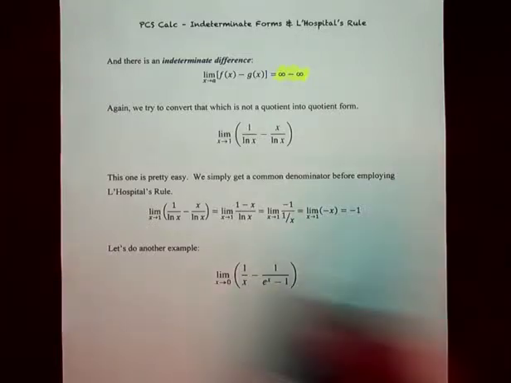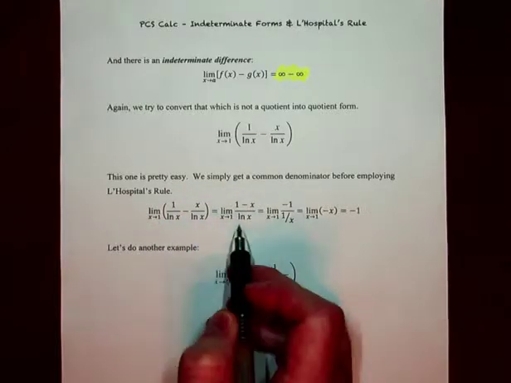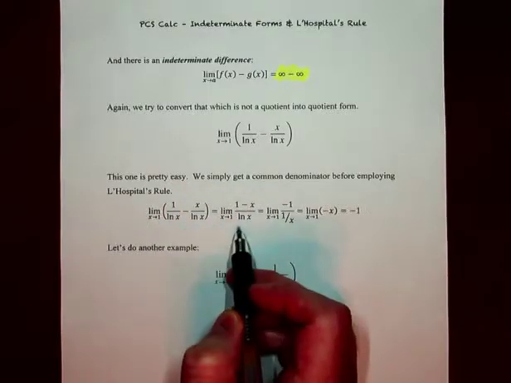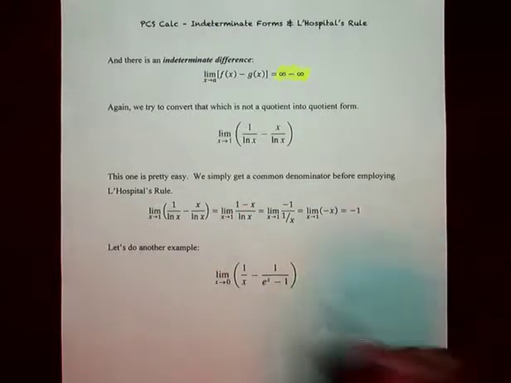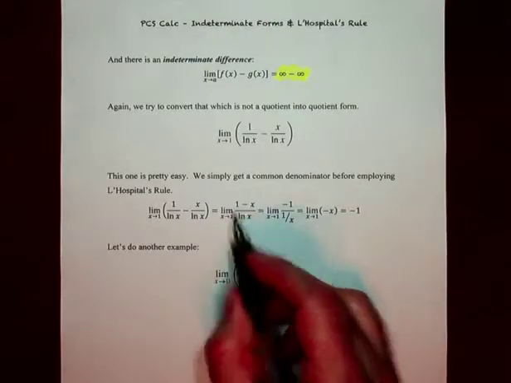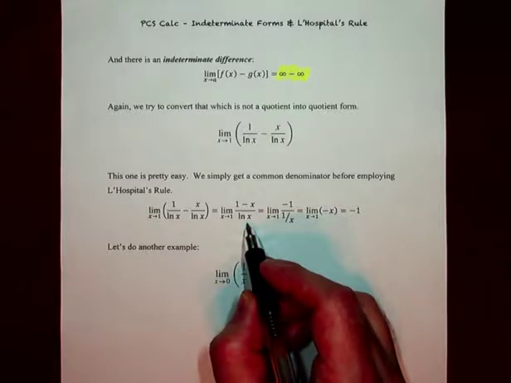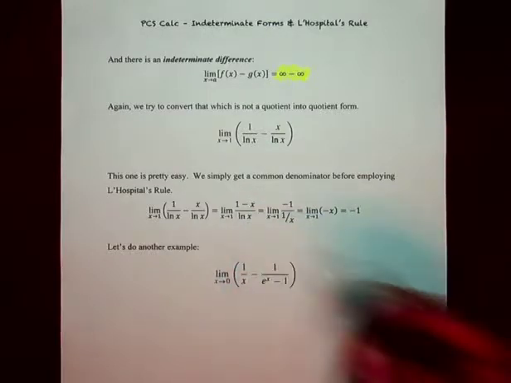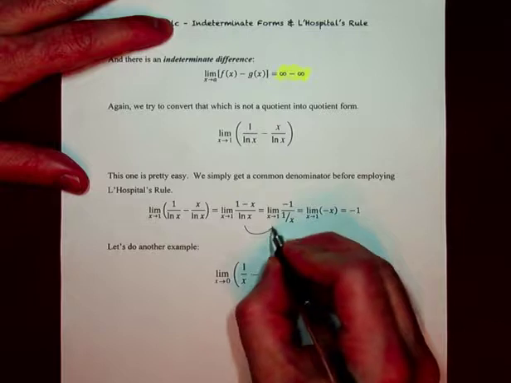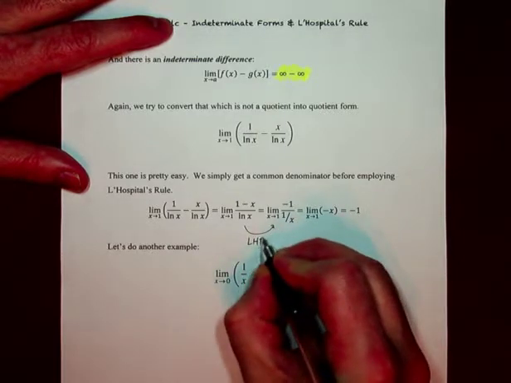Well, this one, since it already has the same denominator, winds up being really, really easy. You just smush them together, right? And of course, once you smush them together and you have this ratio of 1 minus x over natural log x, you still have it in indeterminate form. It's just one of the indeterminate ratio forms. It's 0 over 0. So basically from here we take L'Hopital's rule. That's what happens in this one.